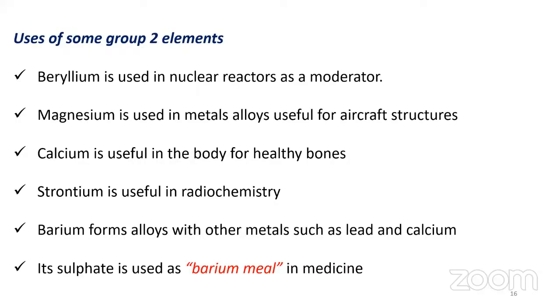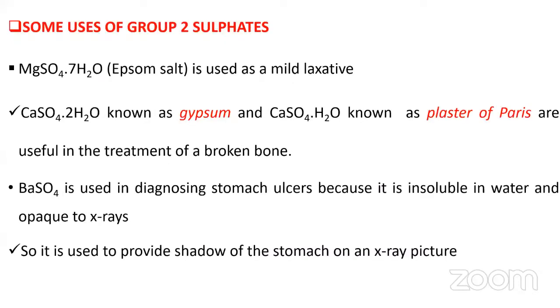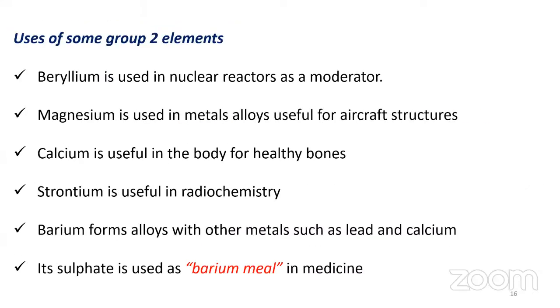Okay, I think we have one more slide. Uses of some other group 2 elements. So let's just complete this. Beryllium is used in nuclear reactors as a moderator. Magnesium is used in metal alloys. You can use it in making alloy for aircraft because it's light. Your magnesium metal is very, very light, and that is why you can use it in aircraft. Metals that are light are usually used in aircraft.